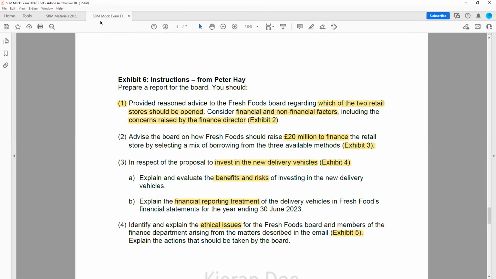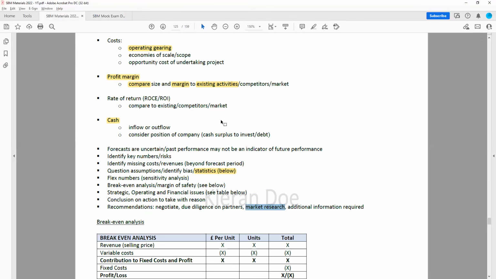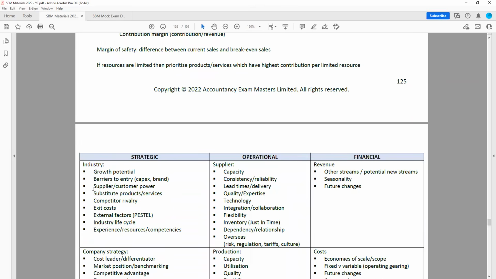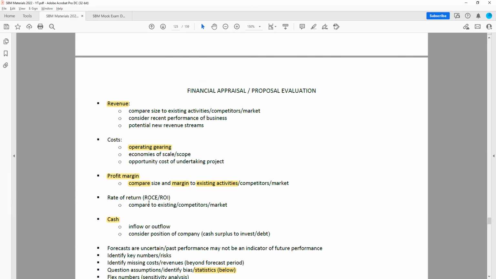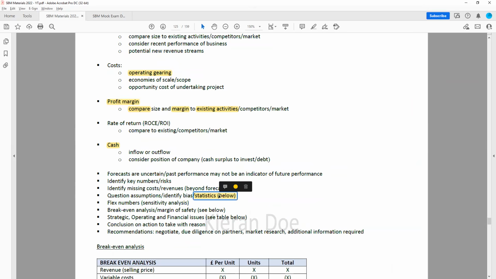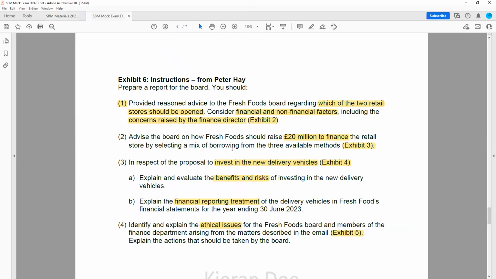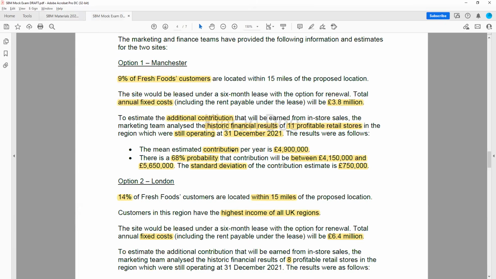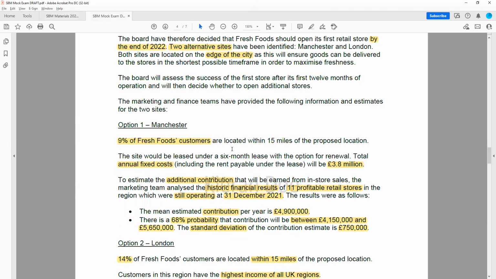I haven't just used this as a general list of points to include. I haven't just gone through and put, consider customer power and things like that. I've only brought in points which are relevant to the scenario. I haven't talked a lot about revenue because we don't have the revenue numbers. I haven't even mentioned cash because we don't know anything about cash. But I focused a lot more on statistics because the examiner has given us information about the data and therefore expects us to use it. I've calculated the profit margin because they've given us the fixed costs as well.